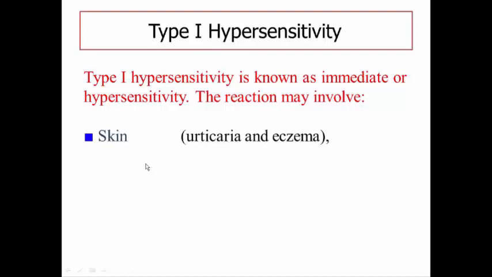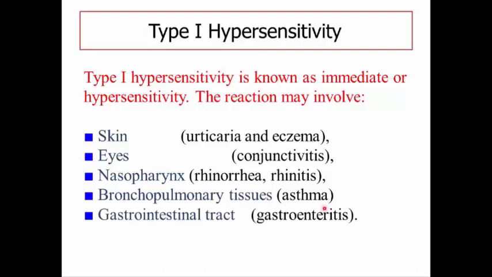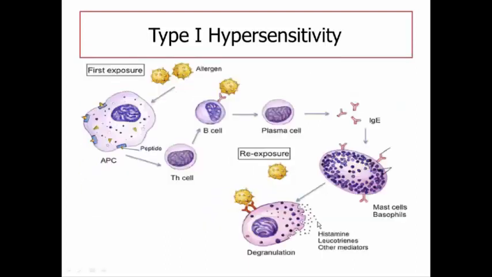It may occur in the skin, like urticaria and eczema, just redness and swelling in the skin. In the eye, conjunctivitis, inflammation and redness of the eye. In the nasopharynx, like rhinitis and rhinorrhea, a running nose. In the bronchopulmonary tissue, this is asthma. Bronchial asthma is a type 1 hypersensitivity reaction. In the gastrointestinal tract, like gastroenteritis. It may be fatal, like anaphylactic shock in case of penicillin hypersensitivity.